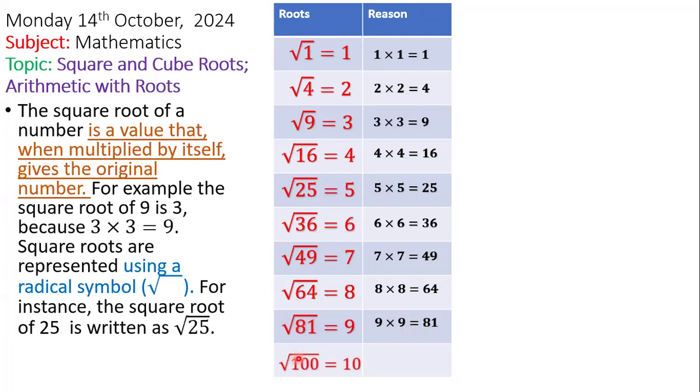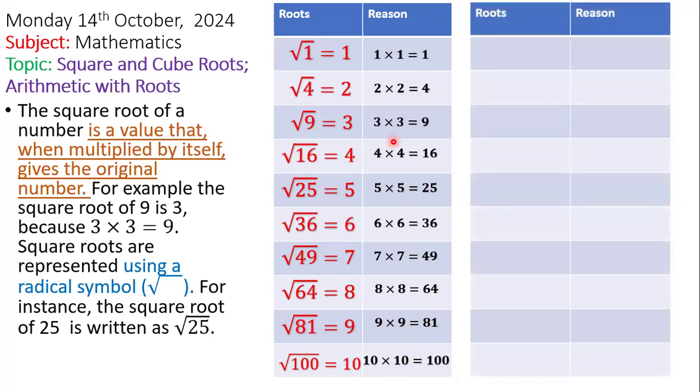Next, what is the square root of 100? 10, because 10 times 10 equals 100. Very good. Okay, so we got from 1 to 100. Let's go with the next one. We're going to go all the way to 400.